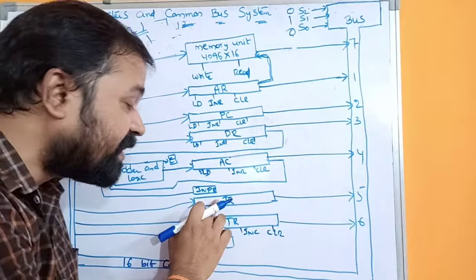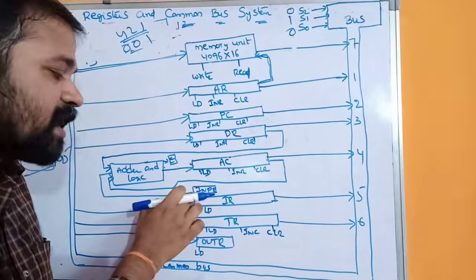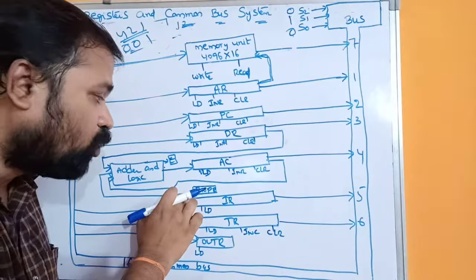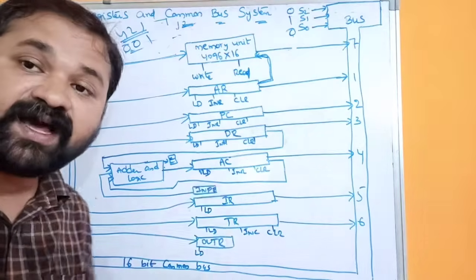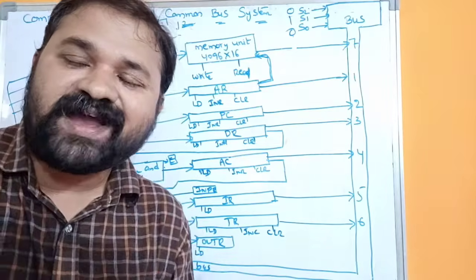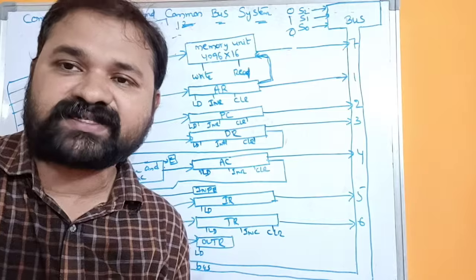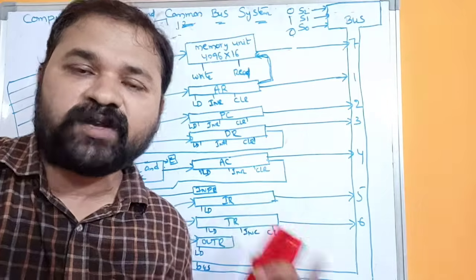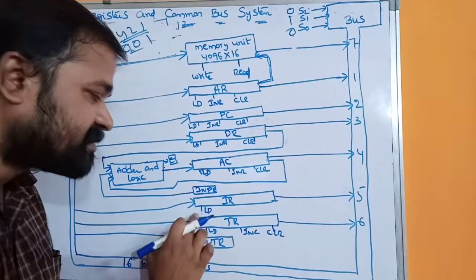Here for the input register there is no control input. There is no load control input, there is no INR control input, there is no CLR control input. Why? Because we are using the input register only to get some data from the input device. So there is no need of any control inputs for the input register.